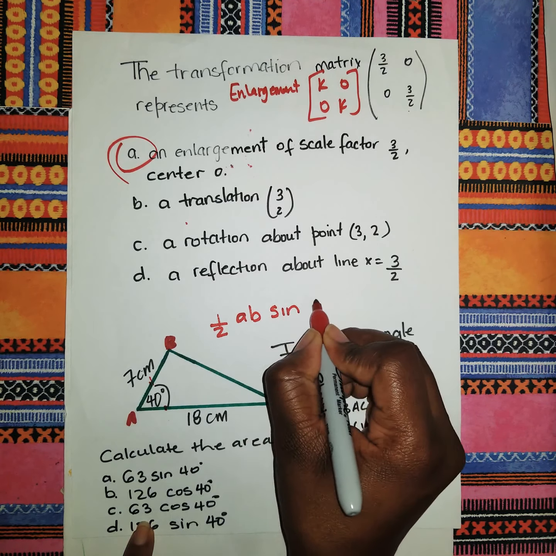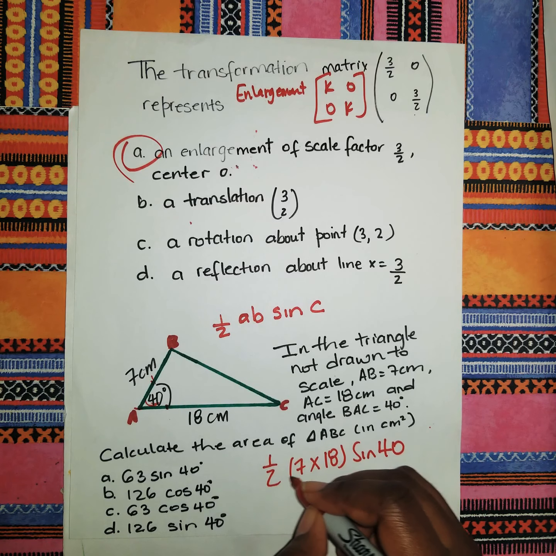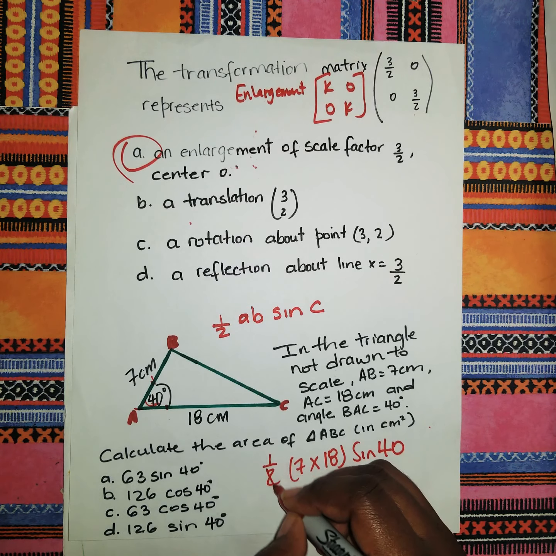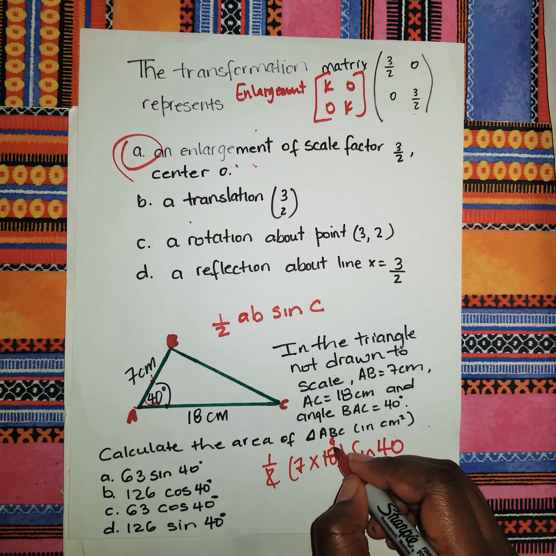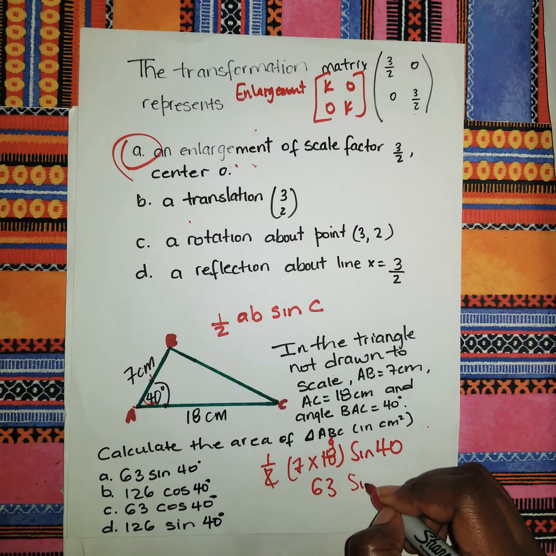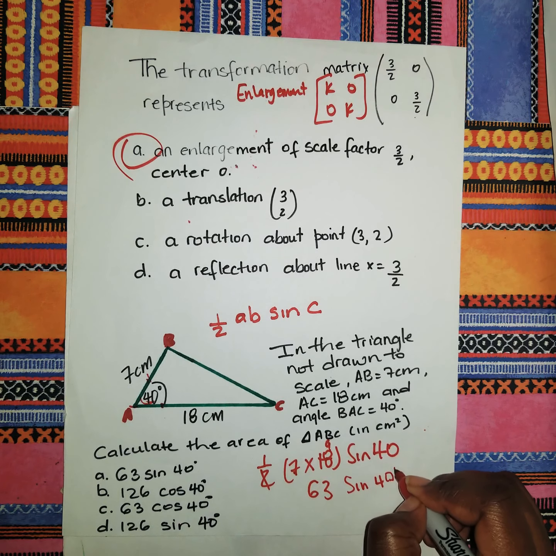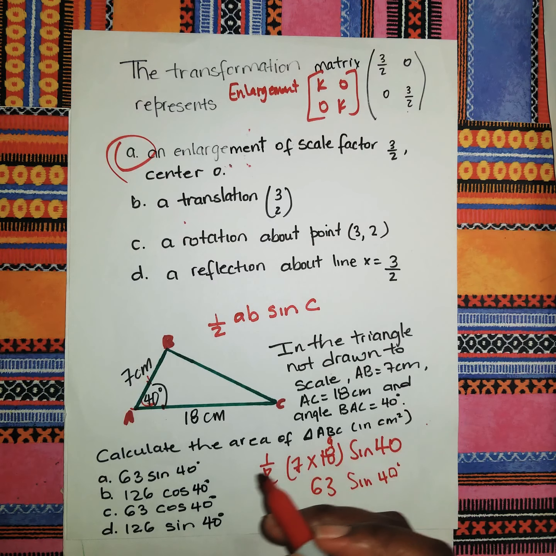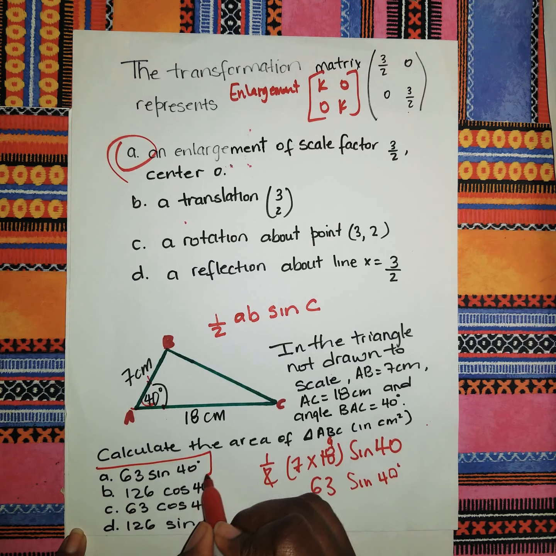All right, so AB here would be the two lengths that form the angle. So the included angle is supposed to be between the two given lengths. All right, guys, so the area is going to be half times 7 times 18 times sine of the angle, which is 40. All right, so half of 18 gives me 9. 9 times 7 is 63 sine 40 degrees. And so the answer is 63 sine 40, which is A.